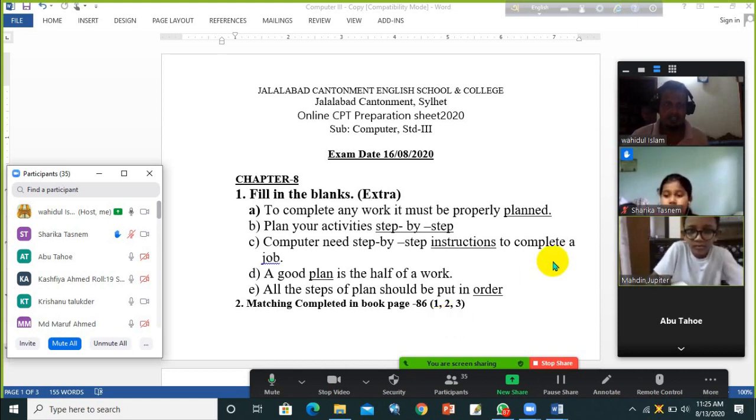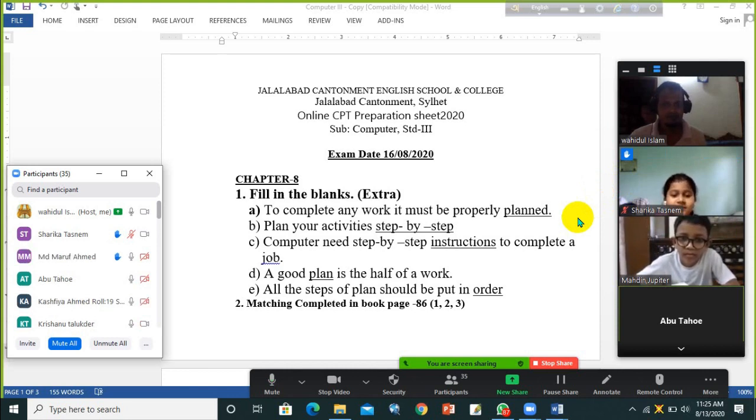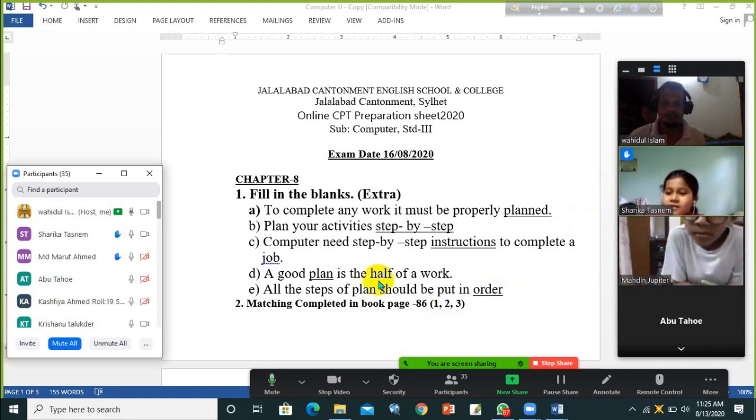Okay, Sharika, why did you raise your hand? Do you want to ask me any question? Sharika Tasnim, I'm looking that you raised your hand. Do you want to ask any question to me? Okay. Matching, I'll see later. At first you finish fill in the blanks.